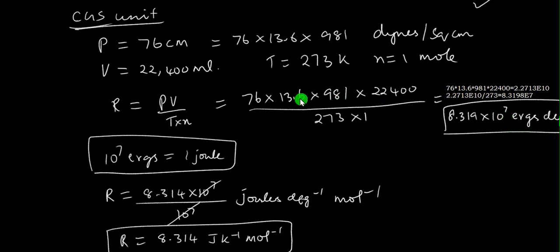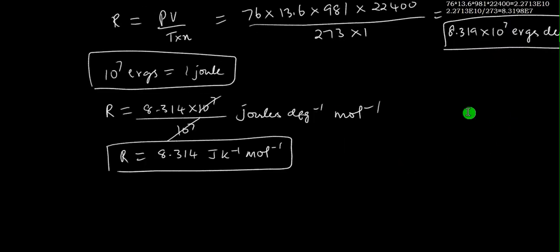Now if you convert this into joules, the conversion factor is 10 power 7 ergs is 1 joule. If you substitute that in this equation, you get R equal to 8.319 into 10 power 7 by 10 power 7 joules per degree per mole. If you convert them into Kelvin, you will have 8.314 joules per Kelvin per mole. So this is the value in joules per Kelvin per mole.